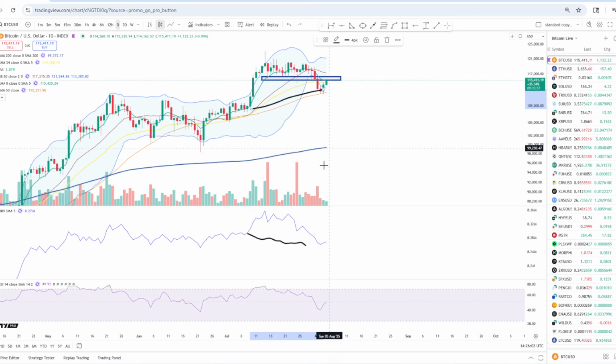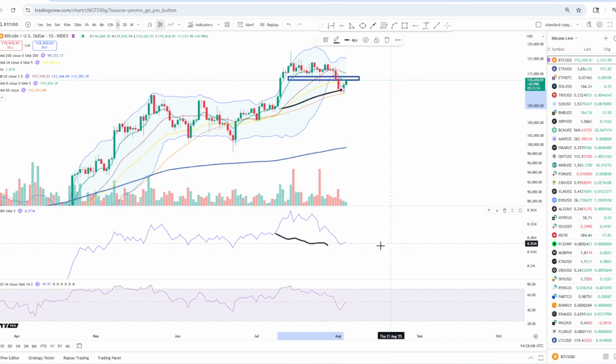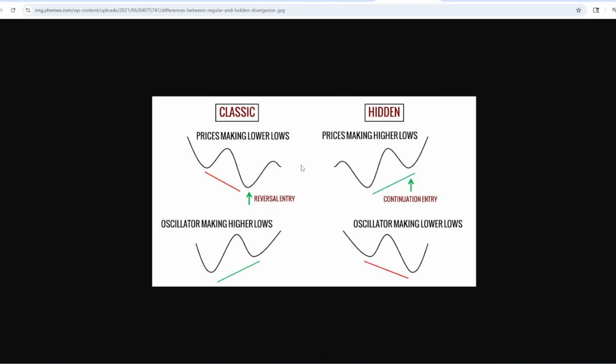That's a continuation divergence. So in general, a bounded or banded oscillator like an RSI works really well for hidden divergence, and something like accumulation, distribution, or the on-balance volume works better for regular divergence. So again, here's a chart. You can see what the difference is, classic versus hidden. Classic is reversal. Hidden is continuation divergence.